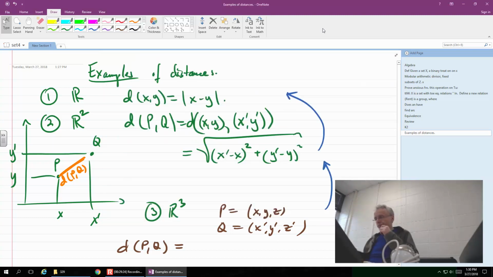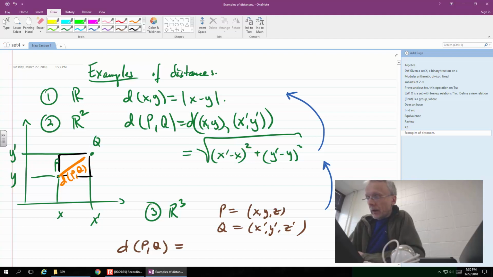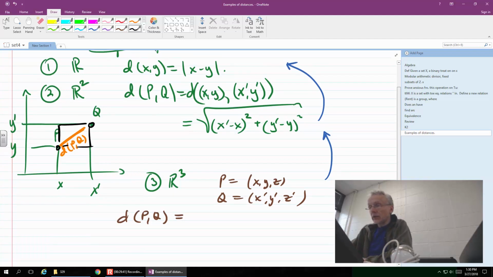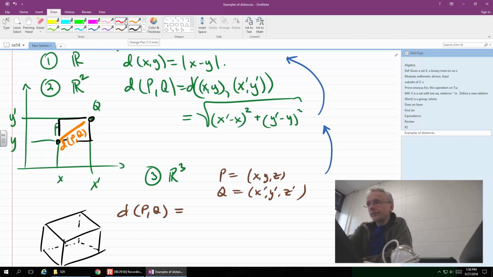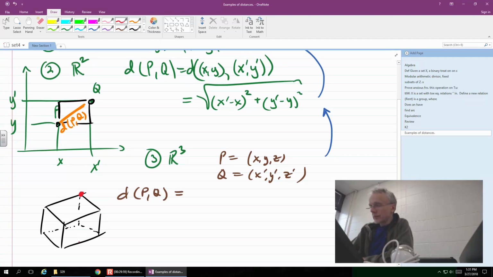But instead of having a rectangle like this, instead of a rectangle with the 2 points at the opposite corners of that rectangle, we are talking about a box like this. And once again, the 2 points are in the opposite corners of that rectangle, I'm sorry, of that box. So maybe this is P and this is Q. Okay, so then the distance that we're after is this.